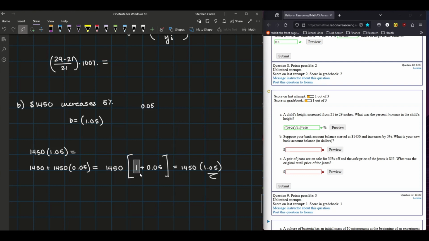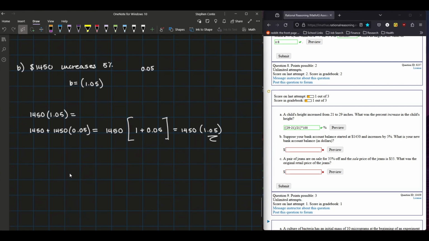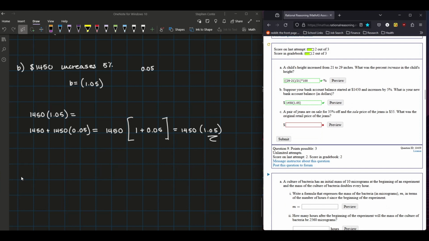So, right, because you always start with 100% of something, and I'm saying I want to increase that by 5%. So that's 1.05. Okay, so whatever that is, we can input that. That should give us the correct answer. And it does. And then C, a pair of jeans is on sale for 35% off, and that means that the jeans are now $55. So $55 after 35% off. What was the original price?